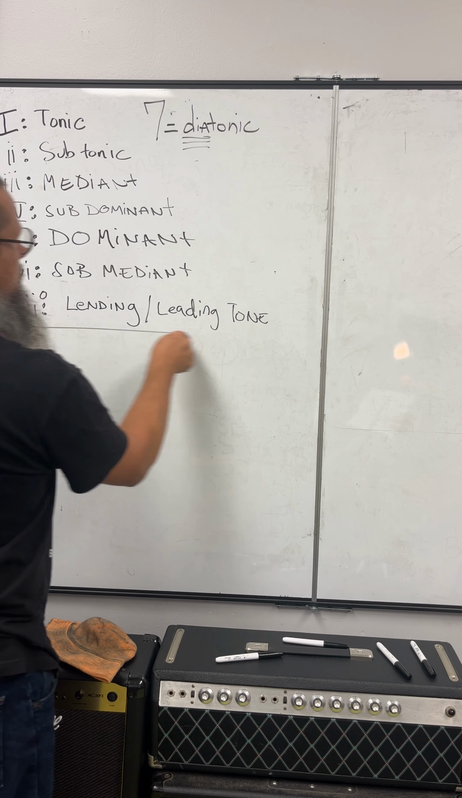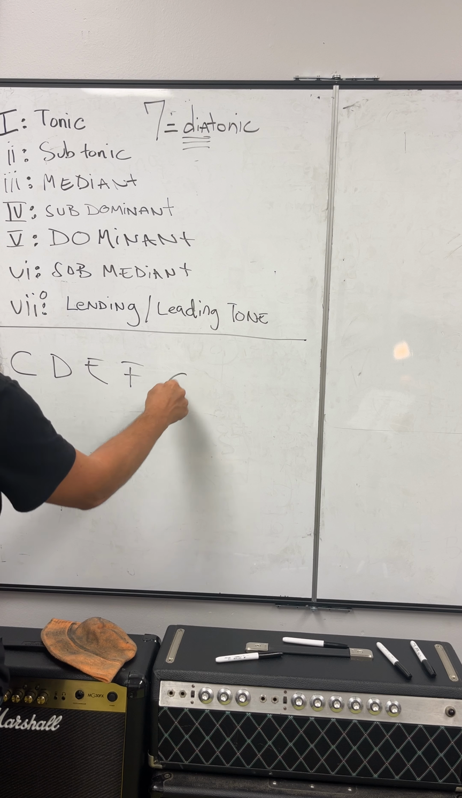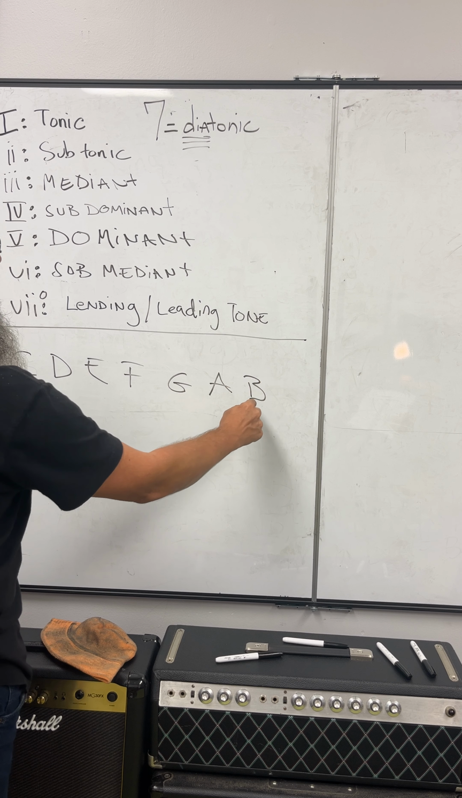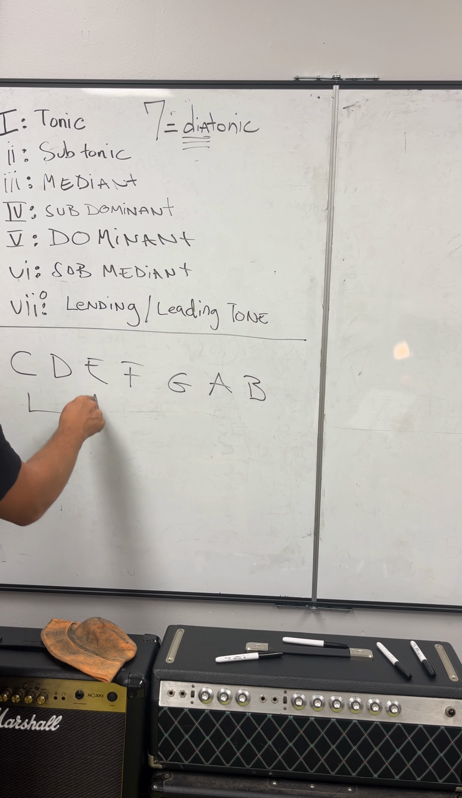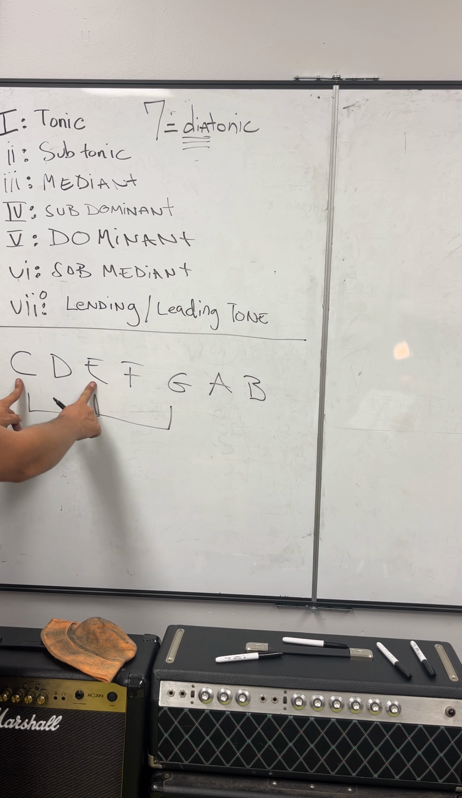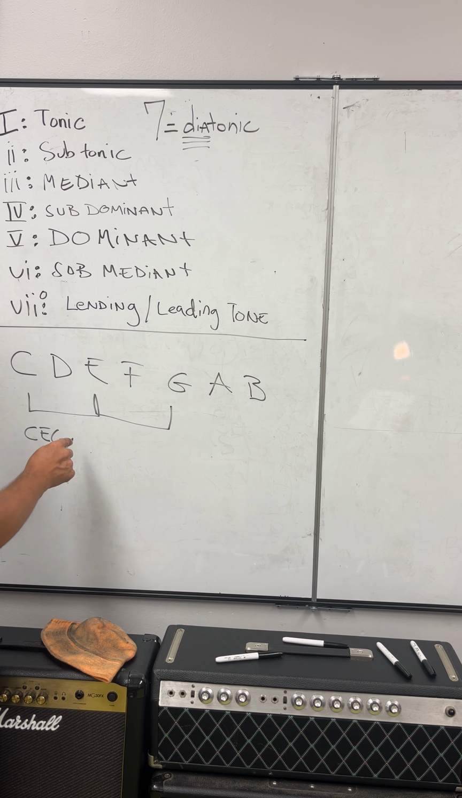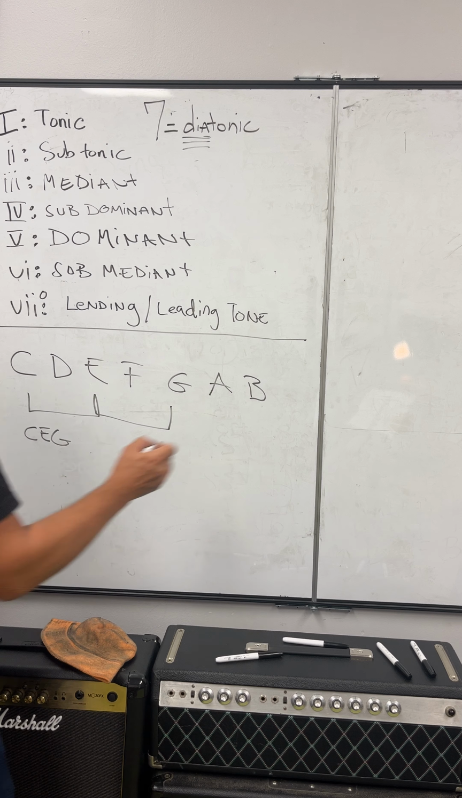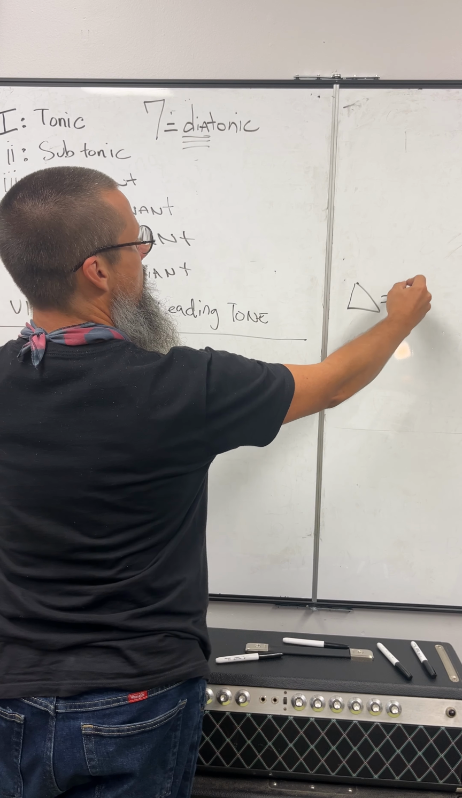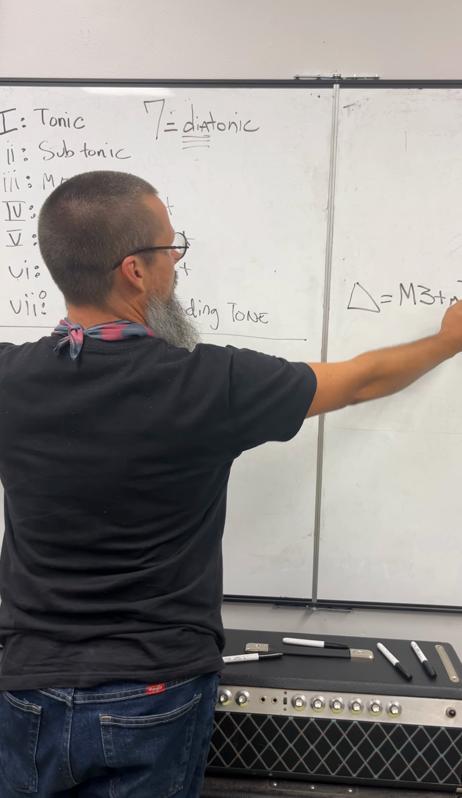When we have a major scale, like a C, D, E, F, G, A, and B, we have a C, E, and a G making up our first triad. 1, 3, 5. The distance between C and E is a major 3rd. The distance between E and G is a minor 3rd. The construction of a major chord would be major 3rd plus minor 3rd.